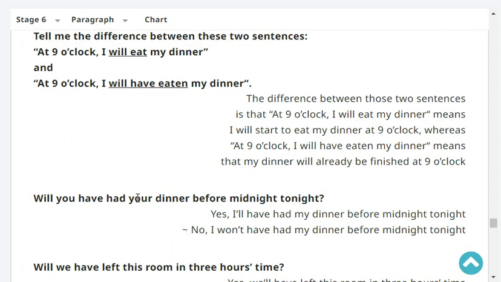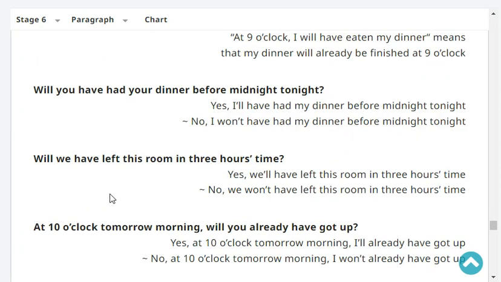Wicked. Will you have had your dinner before midnight tonight? Yes or no? No, I won't have had my dinner before midnight tonight. Will we have left this room in 3 hours' time? Yes, we'll have left this room in three hours' time.